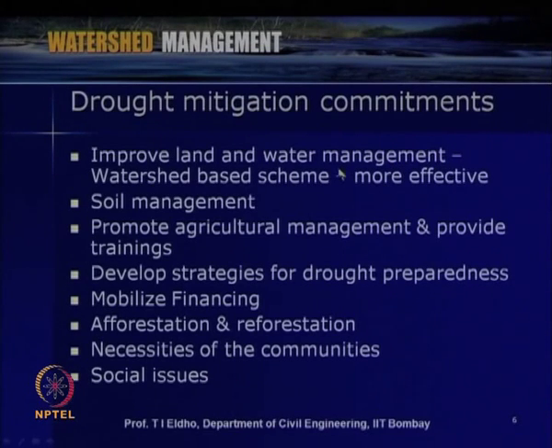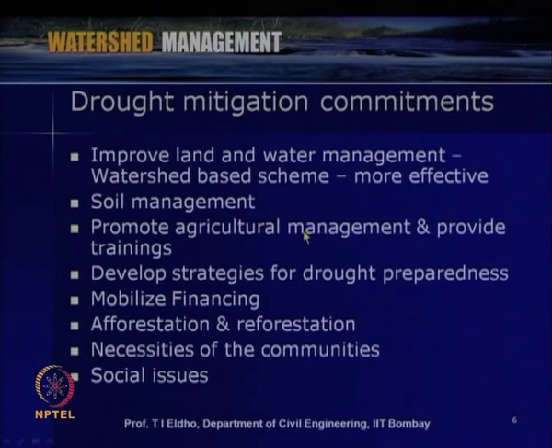When we look into watershed management, since a watershed is a scientifically based hydrologic unit, it is always better to go for a watershed based scheme, so that will be more effective, as we were discussing in many of the earlier lectures. And then another aspect is soil management. In most of the drought prone areas, the crops or the vegetation are not getting sufficient moisture. So if we can do some soil management with respect to moisture availability, then we can effectively deal with the drought.